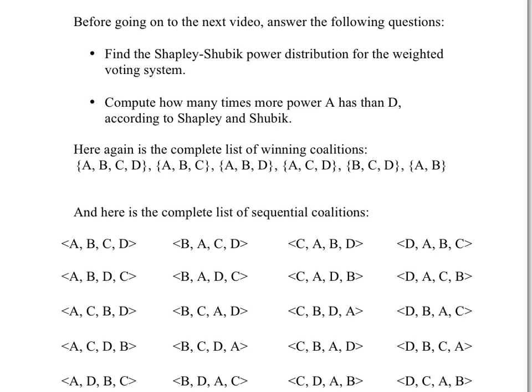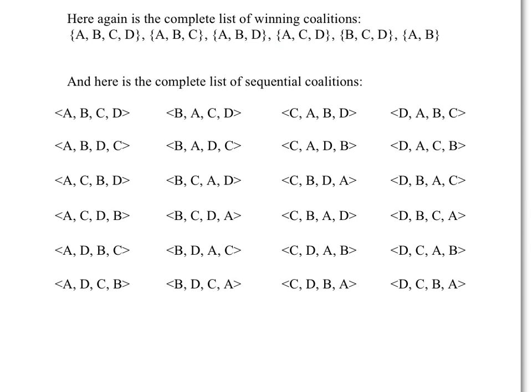It's important to practice this reasoning process, so before going on to the next video, answer the following questions. Find the Shapley-Shubik power distribution for this weighted voting system that we've been discussing. Here is the list of winning coalitions. And compute how many times more power A has than D, according to Shapley and Shubik. We've actually already answered this for Banzhaf. We want to see what Shapley and Shubik have to say. So here is the complete list of winning coalitions together with the complete list of sequential coalitions, and your mission is to find the pivotal player in each one and find the overall Shapley-Shubik distribution, and then how many times more powerful is A than D.